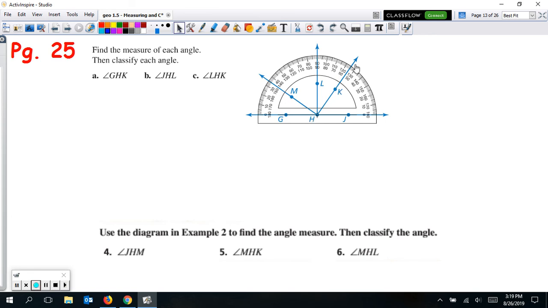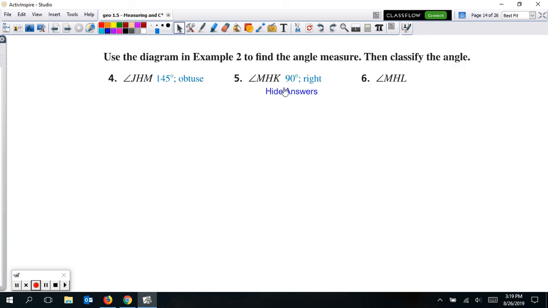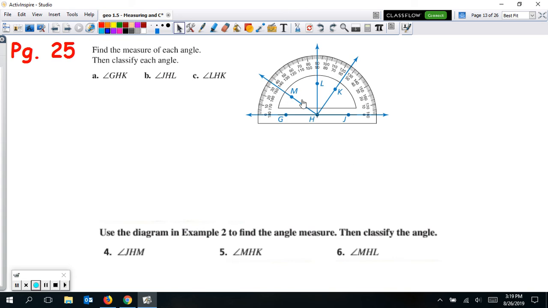Here you're going to need to subtract. So we could go from 55 all the way over to 145. So basically 145 minus 55, and that is exactly 90 degrees. It's a right angle. And then MHL, that answer was 55 degrees, and that one is acute. It's less than 90. MHL right here. You could have used the outside numbers if you wanted to. You could have said 90 minus 35, and that would have given you 55 that way. So that would have been an easy one to do. And that gives you an acute angle.